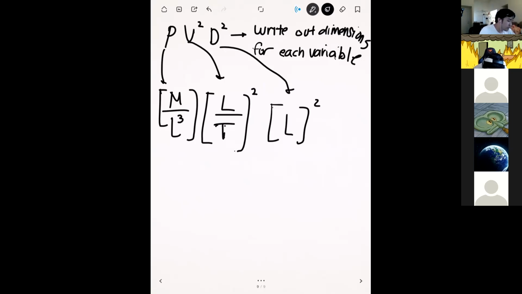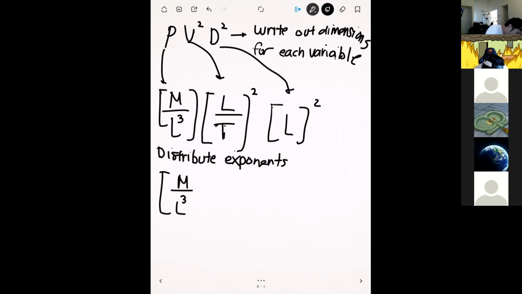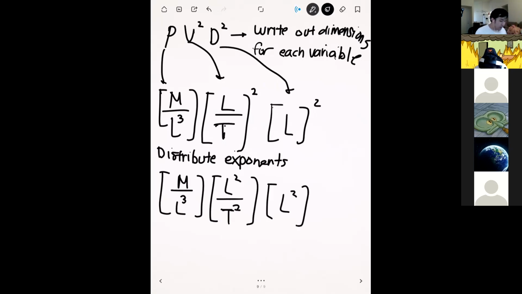Okay. So we've written out the dimensions for each of the variables in our term. Now let's distribute our exponents. The density is not raised to any exponent, so we can just leave that alone. So we have M over L cubed. Our velocity is squared, so we distribute that square to every term. So we have L squared all over T squared. And then our diameter is squared as well, so we have L squared.